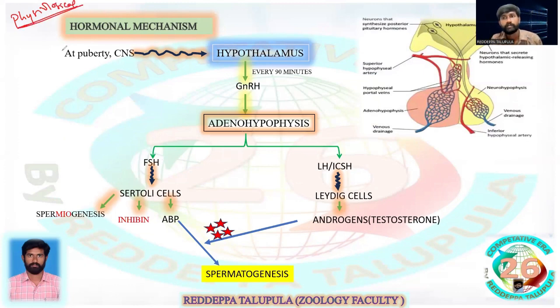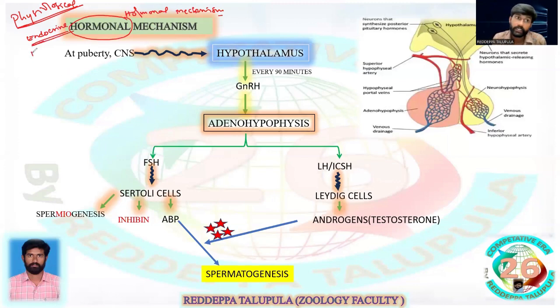See, in physiological means that is metabolical. How metabolically? Because of hormonal actions, hormonal mechanism. Hormones, that means endocrine. Okay, keep it in mind, endocrine. See, not only endocrine, there is paracrine also. Whenever time permits me, surely I will say how the paracrine function is involved in the control of this spermatogenesis.